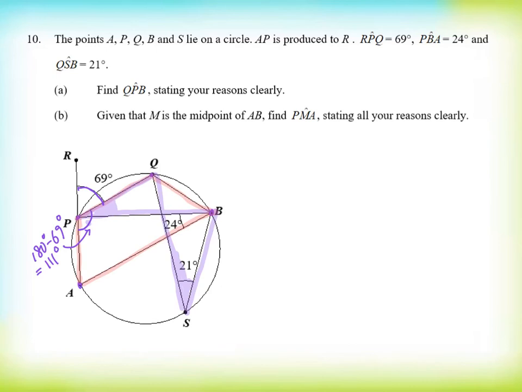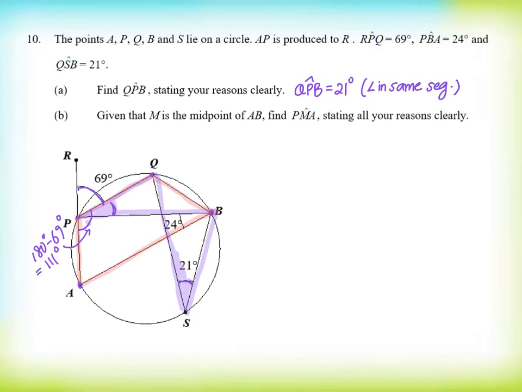Question asks us to find angle QPB. There you have it. Stating your reasons clearly. Now, this is the butterfly. That means it's angles in the same segment. So, angle QPB is equal to 21 degrees. Angles in same segment.